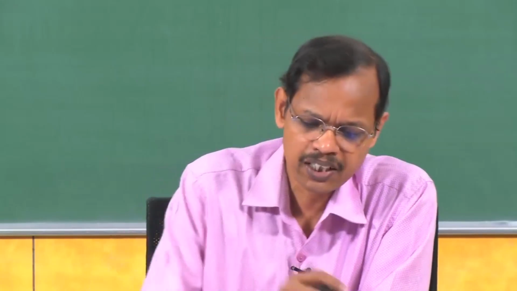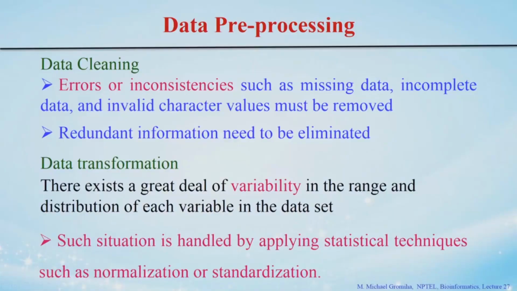Okay, then how to do this data cleaning? Sometimes there may be errors and inconsistencies, such as missing data or incomplete data, or sometimes invalid characters. If they are present, then we need to remove them. Then the second aspect, you need to remove the redundancy. If the same information is available in the list of compounds, then we need to eliminate the redundant ones.